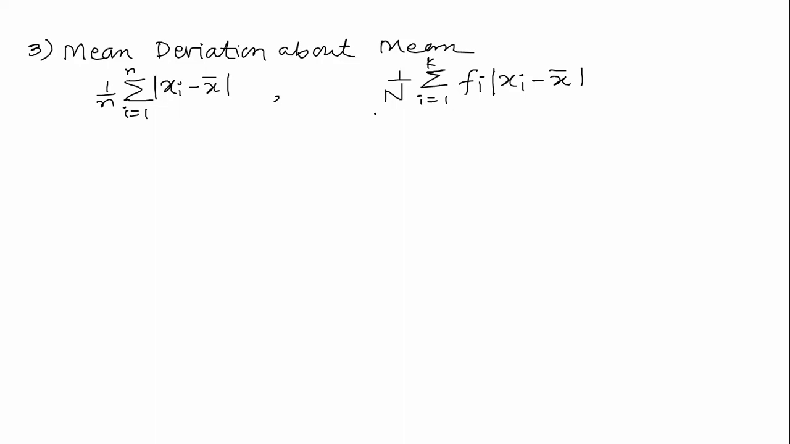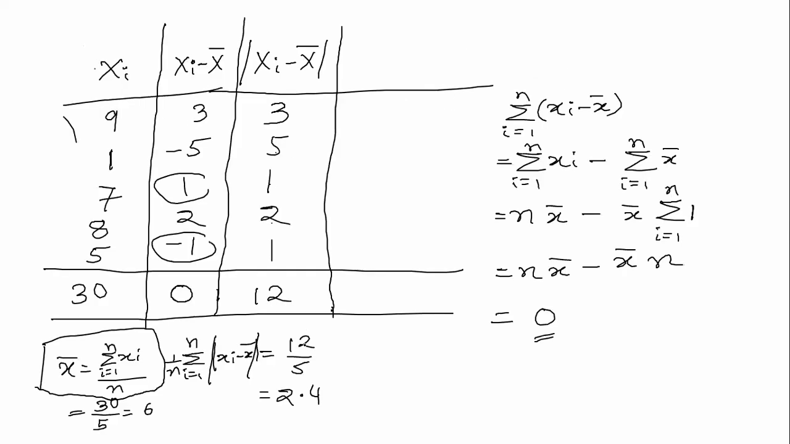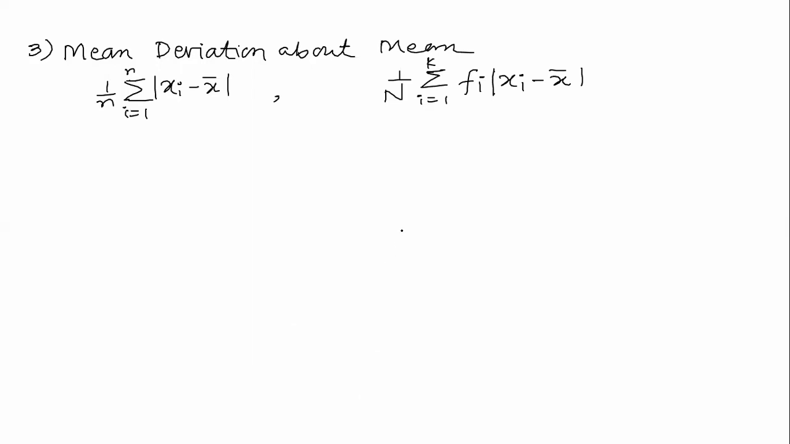Now this is mean deviation about mean. My next question is, is it relative or absolute? Suppose the original observations are in kilograms, then the absolute value of xi minus x bar, everything will be in kg, and then the total will be 12 kg upon 5. 5 is just a quantity, so it will be 2.4 kg. So this is an absolute measure of dispersion.